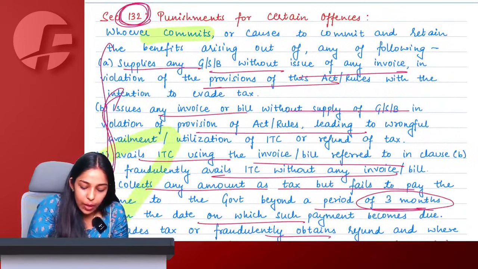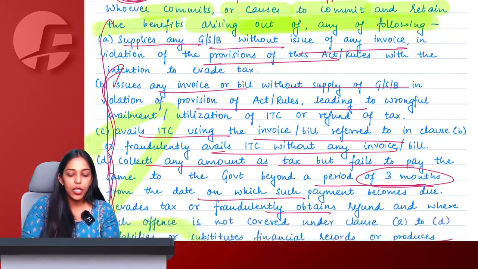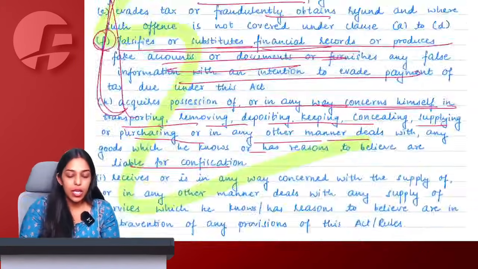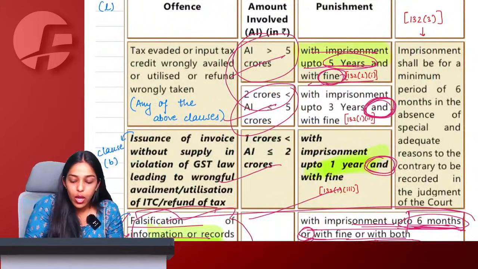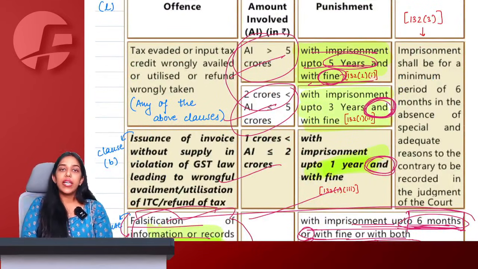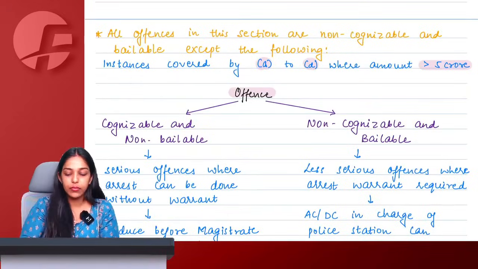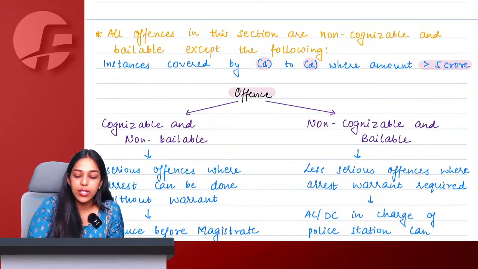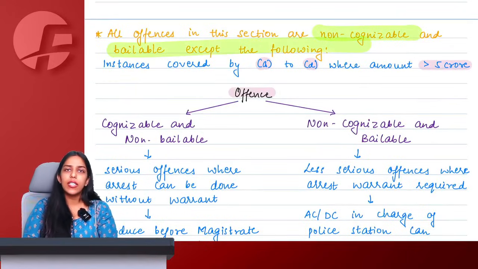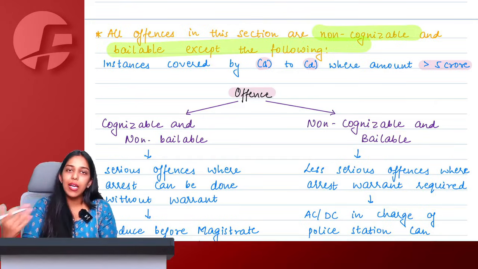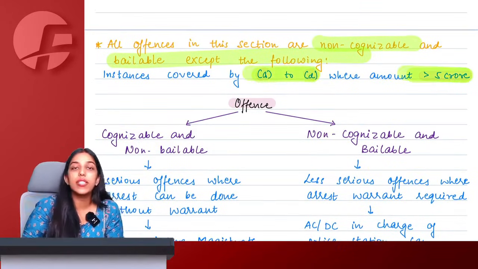See, whoever commits or causes to commit and retain the benefits arising out of any of these certain offences, then we are saying that along with penalties you will also have to undergo imprisonment and fine. Okay, ma'am. All the offences in this section are non-cognizable and bailable only. We know that particularly in GST, everything is bailable and non-cognizable only. But particularly, clause A to D, if the amount is greater than 5 crore.